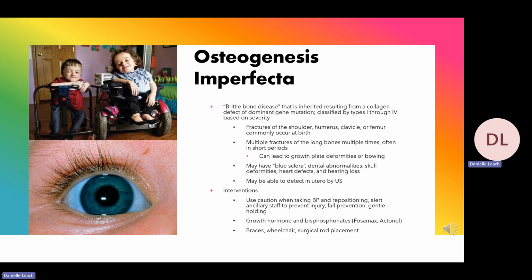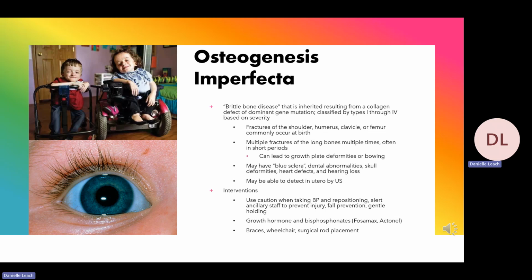They may also have a blue sclera, like as shown in this picture, dental abnormalities, skull deformities, heart defects, and hearing loss. This can be diagnosed in utero by ultrasound if it's one of the more severe types, where they can see on ultrasound that there's bowing of the bones or unusual shortness of the long bones.